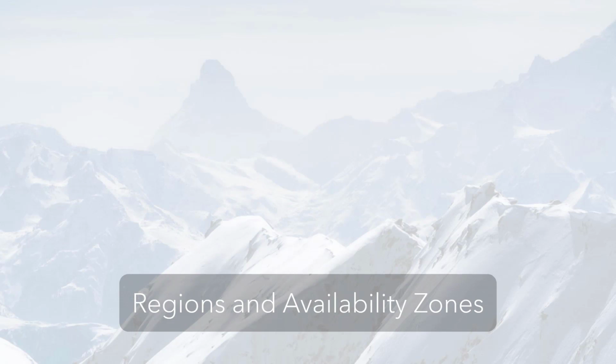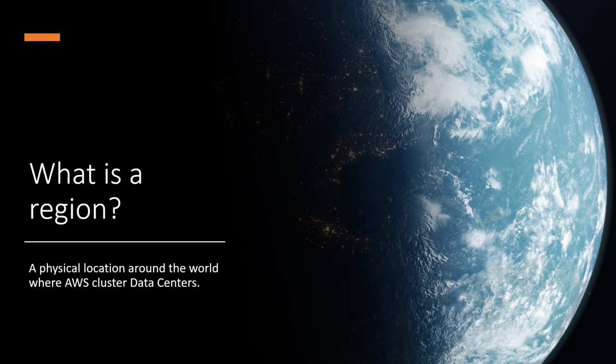Welcome guys, in this video we will be learning about regions and availability zones in AWS. So the first question that comes up in your mind is, what is a region? A region is a physical location around the world where AWS clusters its data centers. This means that it is a location where AWS has set up their servers.